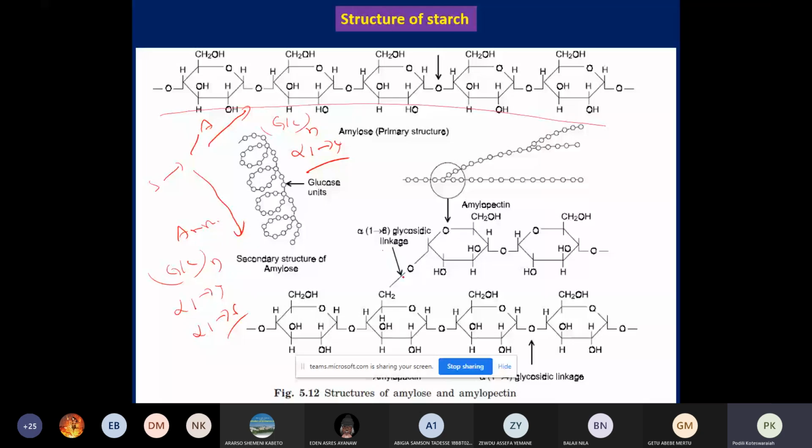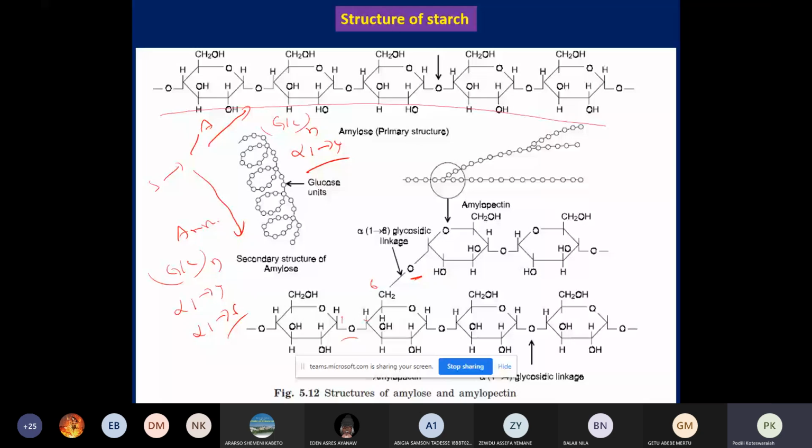This is the sixth carbon, and this is the first carbon, in the sense that the ring is rotated here, and at the branch point the alpha 1,6 glycosidic bond is present. Whereas here this is the first carbon and this is the fourth carbon. This is the alpha 1,4 glycosidic linkage. So this is the structure of starch.